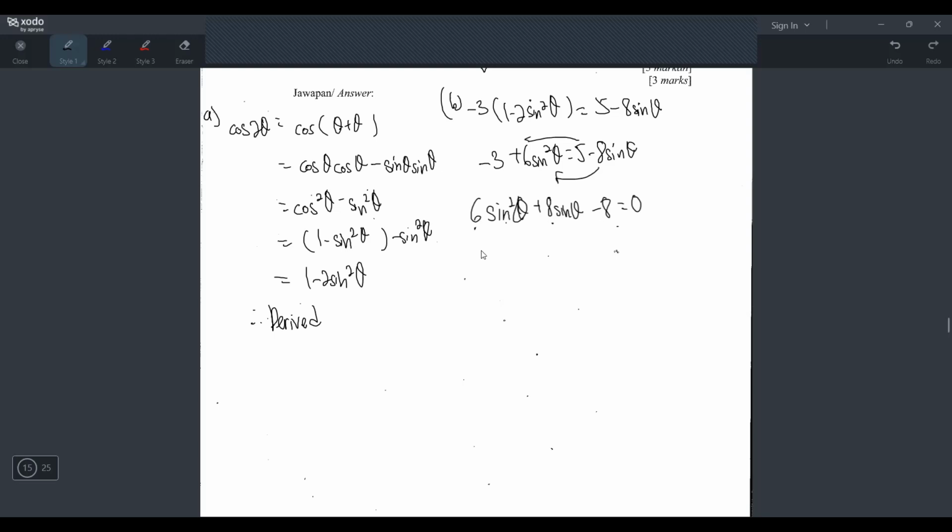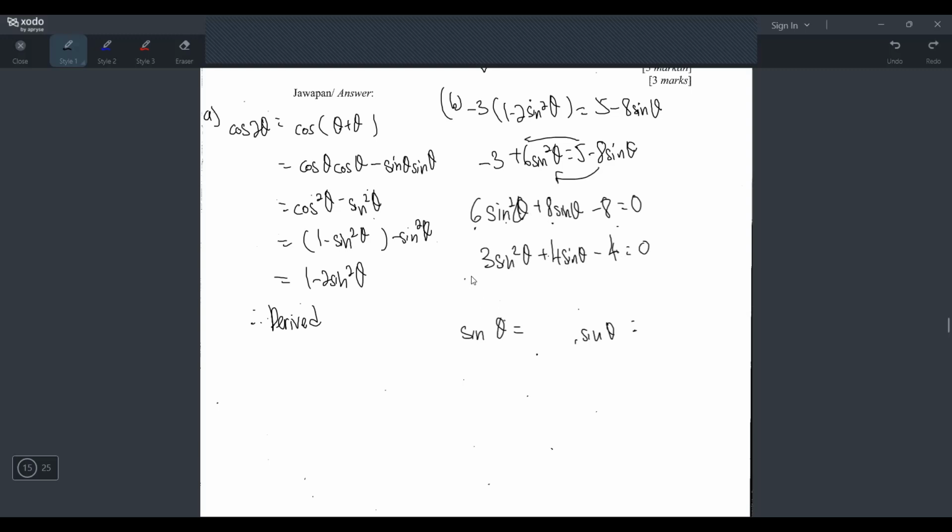So all these numbers can be divided by 2. Divide by 2: 3 sine square, divide by 2: 4 sine, divide by 2: 4 equals 0. So now you can press the calculator, and then you will get two answers. But the two answers are not theta, it's sine theta. Okay, it's sine theta, because this equation is a quadratic involving sine theta. So remember, don't write theta.